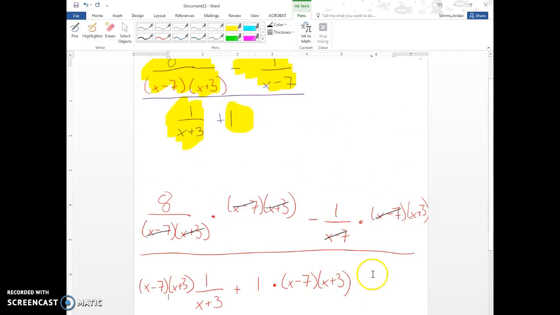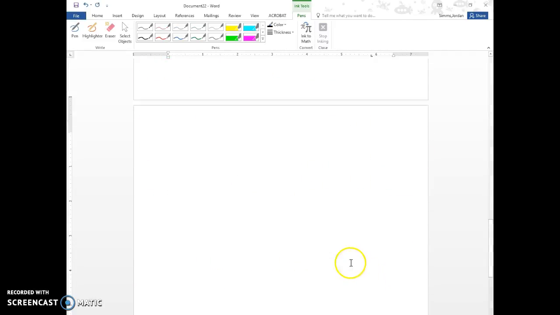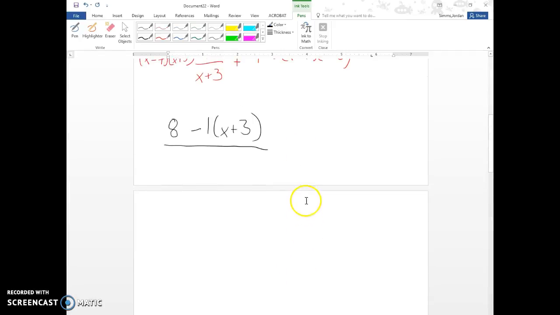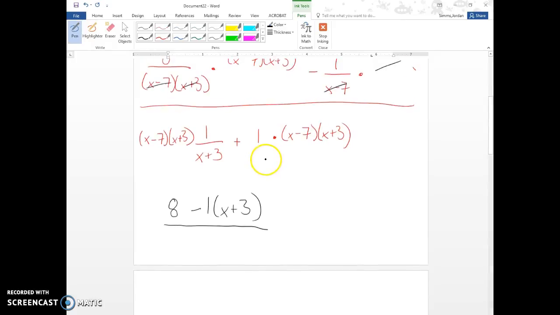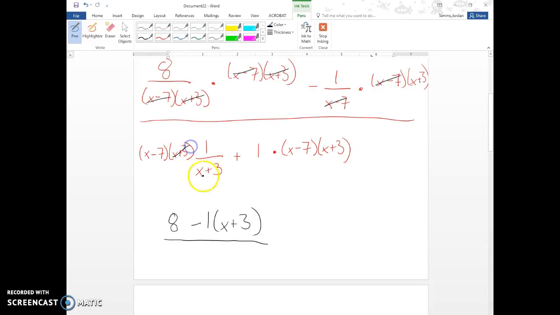I can clearly see I'm going to run out of room, so just bear with me. I'll make a couple sheets. There we go. Down here in the denominator now, this is going to cancel the x plus 3, so I have 1 times x minus 7, which I'll just write as x minus 7, plus sign, and then 1 times all of this, which is just all of that, x minus 7, x plus 3.